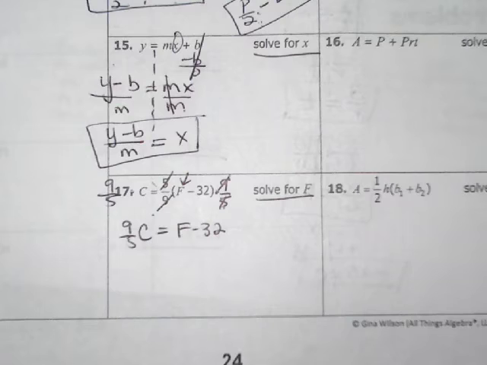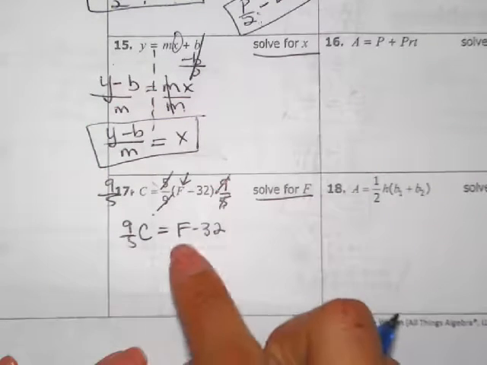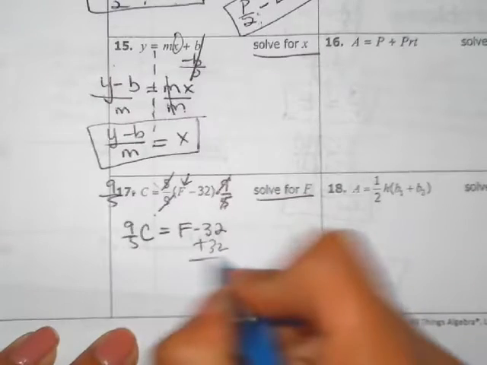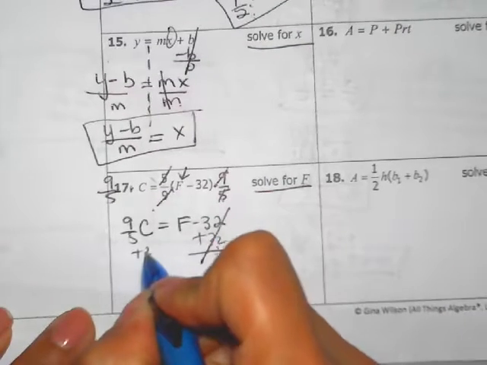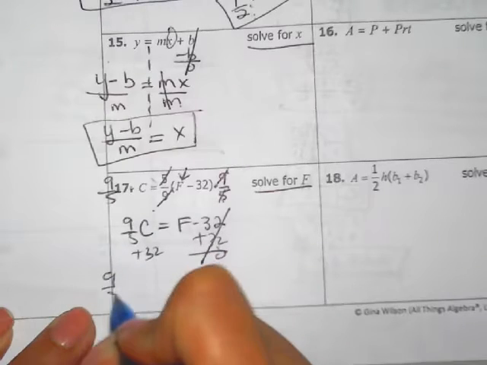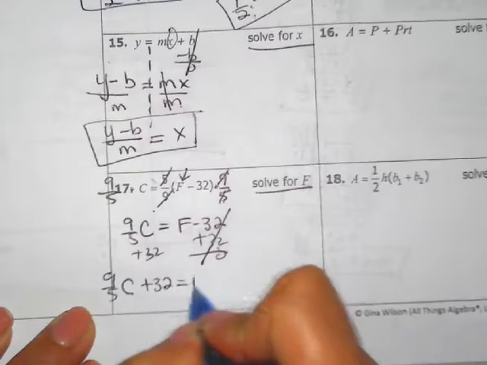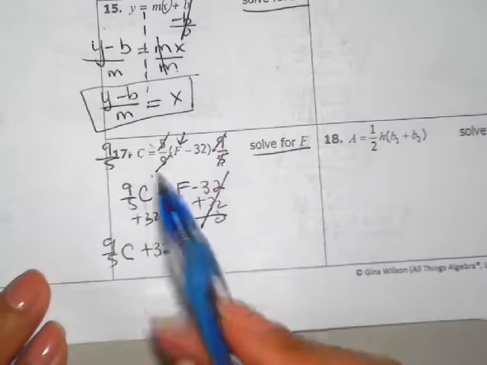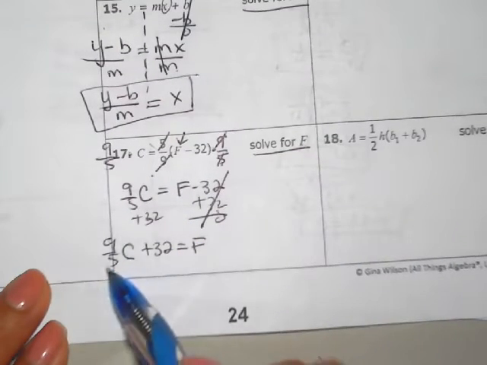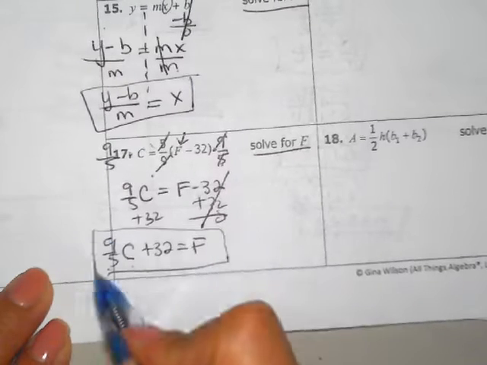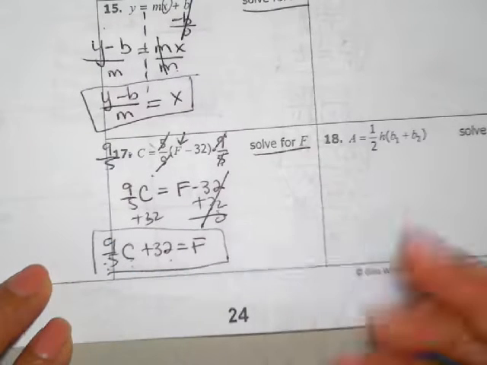Last thing to do there, Costa. Gabriela? Very good. Plus 32 to one side, the other plus 32. They cannot add because they're not like terms. They just go next to each other. 9/5 c plus 32. 9/5 has a c, 32 doesn't, so they just stay separate.